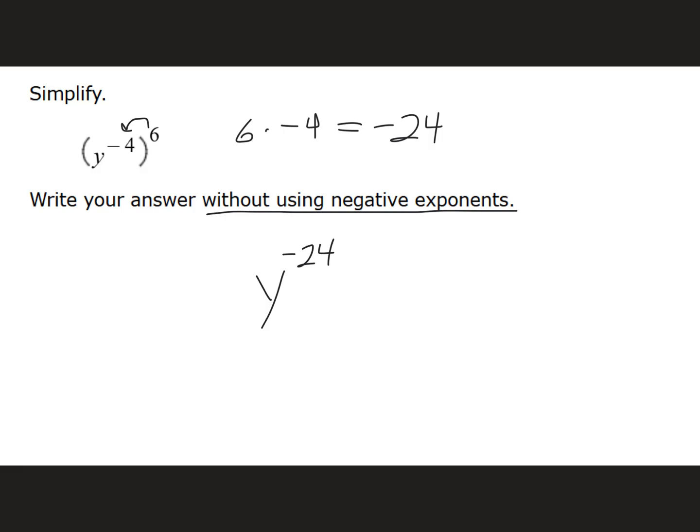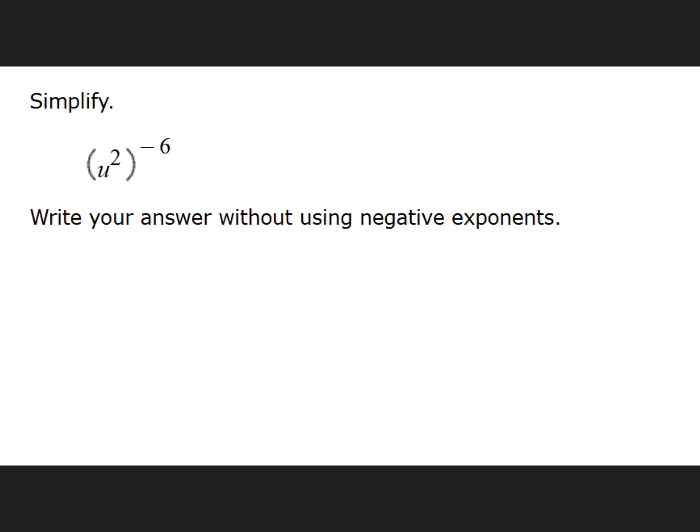Well, remember, that's the cry for help. I need to go down on the other side of the fraction line. Okay, we can do that. And so we'll put y to the 24 here. And what goes on top? Well, if there's nothing to go on top, it becomes a 1. And there you go.